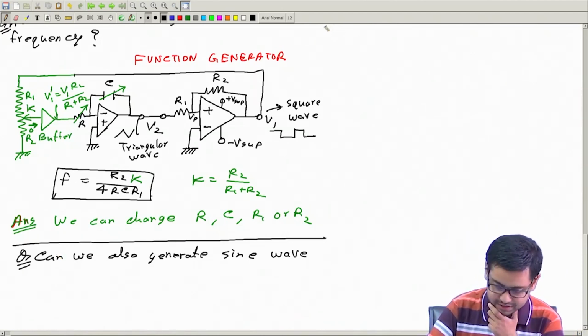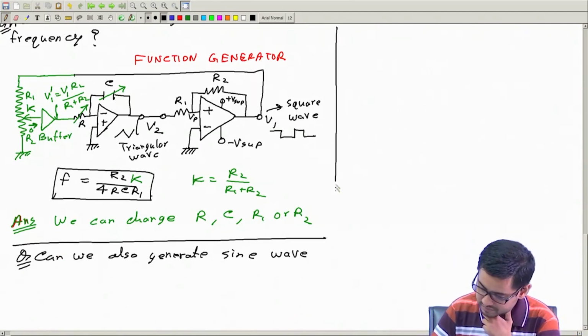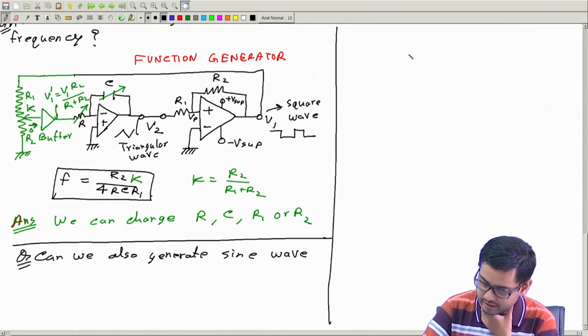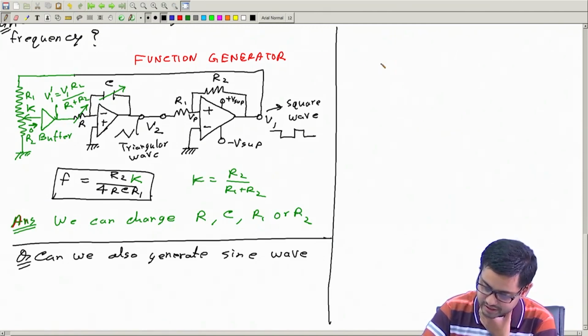So for that, let us consider that I have a voltage and a potential divider.